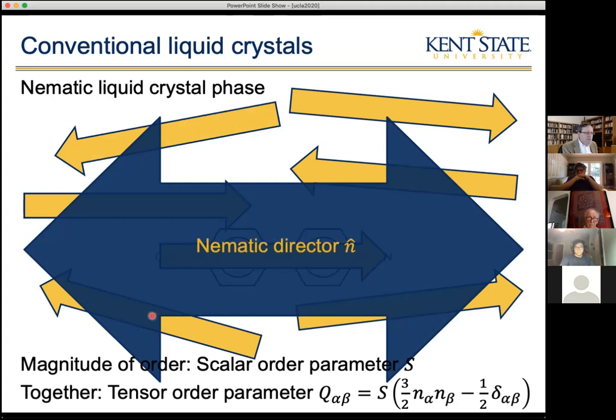And then we can also characterize the magnitude of the order, how well these things are aligned, by some scalar order parameter S. And together, the magnitude and direction form a tensor order parameter. It's a rank 2 tensor rather than a vector because of the double direction aspect of the ordering. So a tensor conventionally written as Q sub alpha beta with this combination of magnitude and direction.